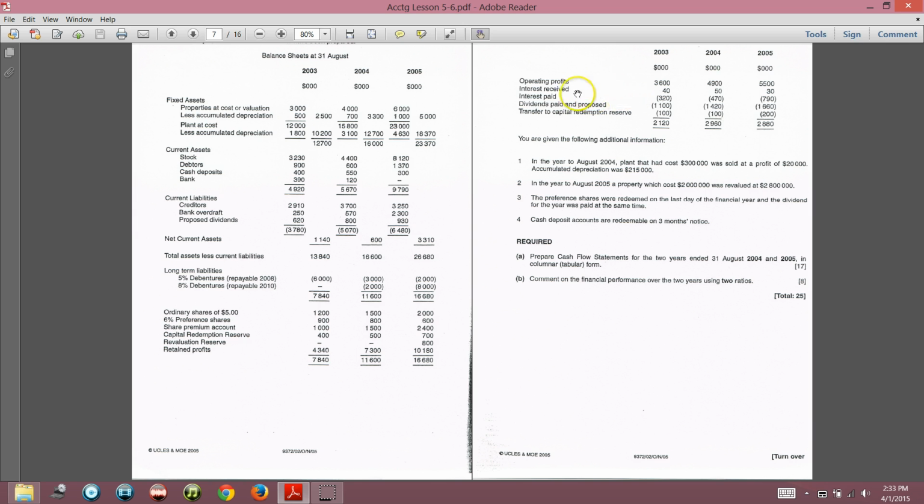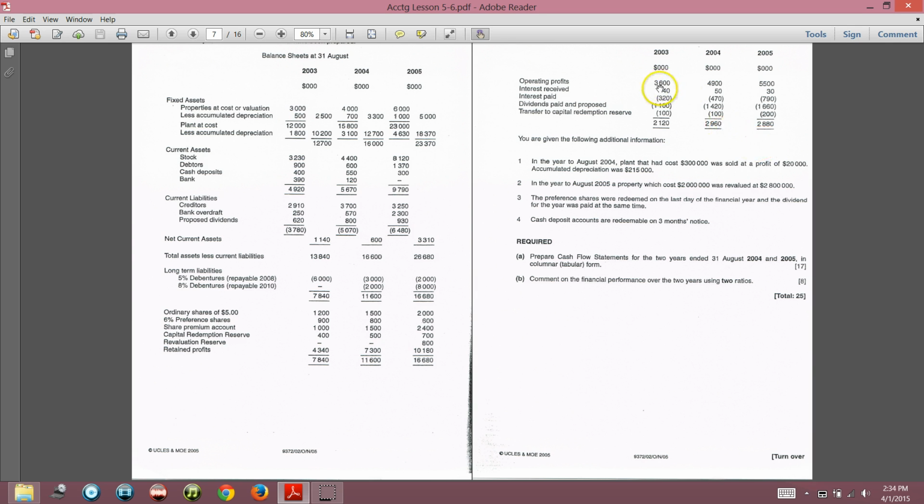Okay, so we have operating profit, then they put here interest received, interest paid. Okay, then dividend paid, transfer to capital redemption reserve. Then what is this 2960 and all this? Yeah, don't know how the figure runs, but never mind.